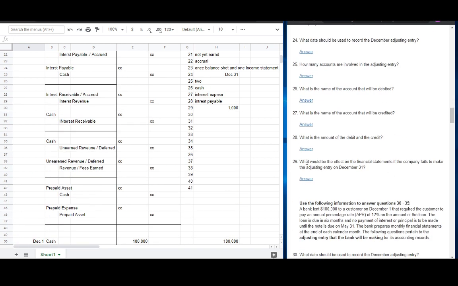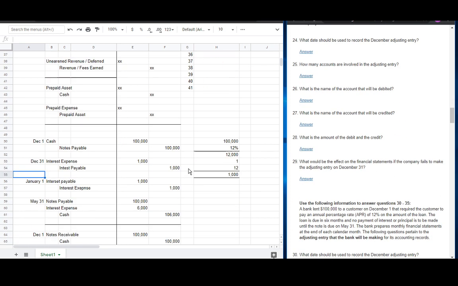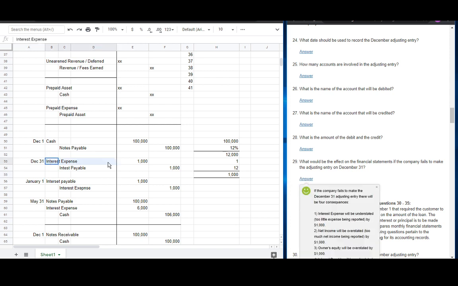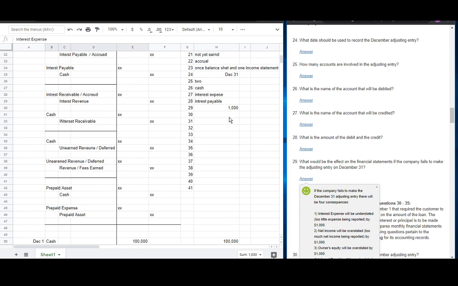So number 29, what would be the effect if we fail to make the adjusting entry? Then of course we would be overstating the net income because we don't recognize the expense.